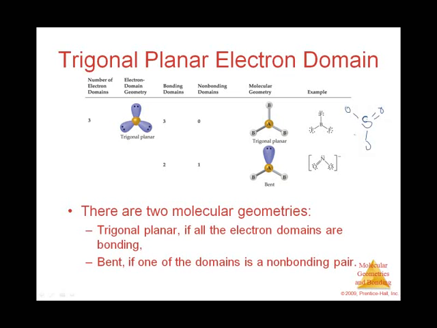Okay, so this is also going to be trigonal planar, even though this is a double and this is a single. Remember, these are hybridized and they're all essentially the same. Okay, so there are 2 molecular geometries for a trigonal planar electron domain. It's either going to be trigonal planar or bent if there is a pair of electrons that are not bonded.